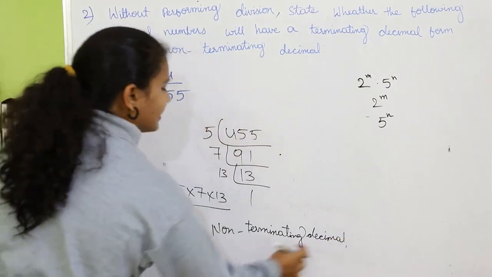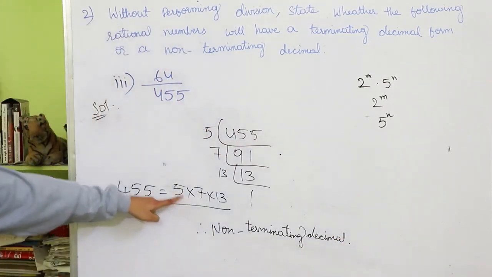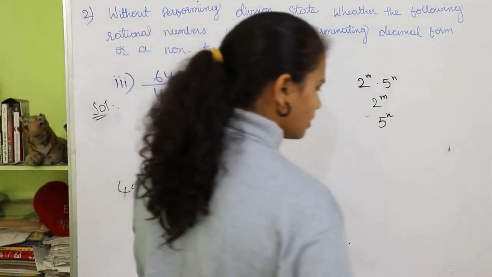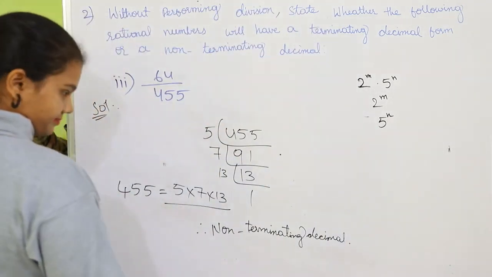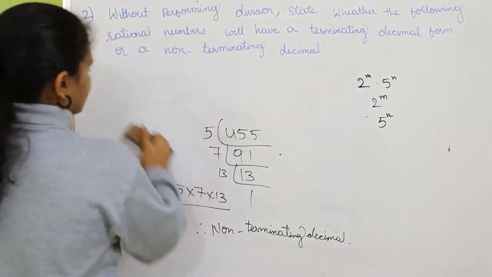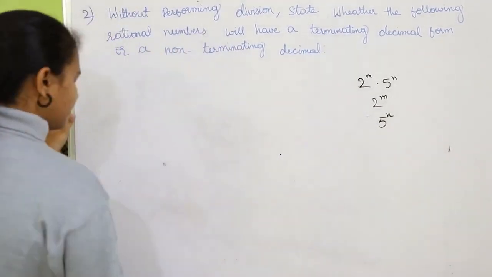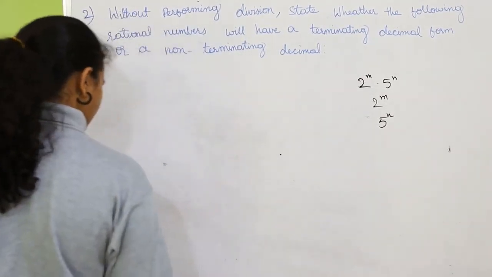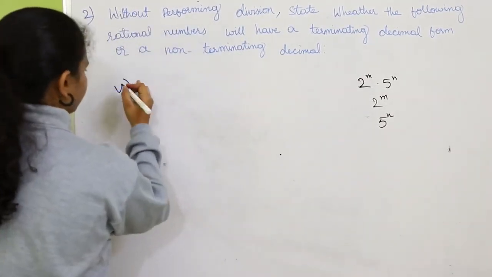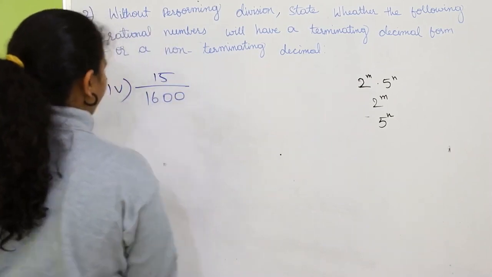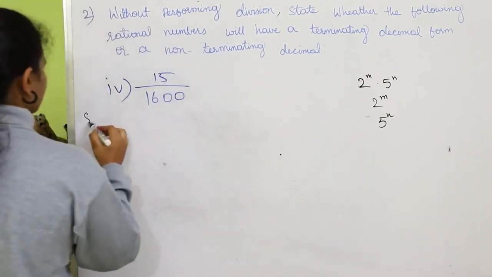Clear? Are you getting it? Non-terminating decimal because it's not in the form of 2 power m into 5 power n. If it is in the form of 2 power m into 5 power n, it's a terminating decimal. Clear? Now let me go for the fourth one. 15 by 1600. Solution.